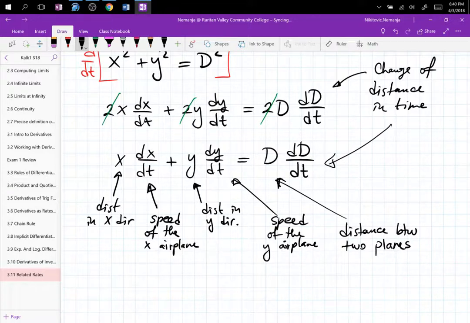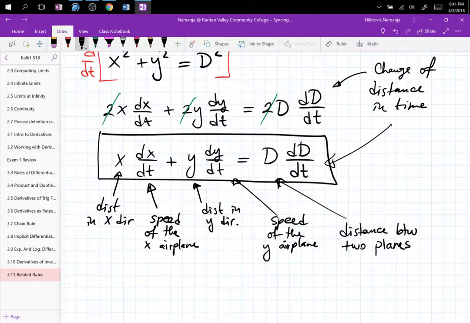Every single variable must have physical meaning, otherwise the formula that you have is garbage. It's as simple as that. So you have to be able to identify every single piece of your related rate formula. Great. What's the dD/dt? It's the change of distance in time between the planes. As both planes are coming towards the airport, the distance between the planes is getting smaller.